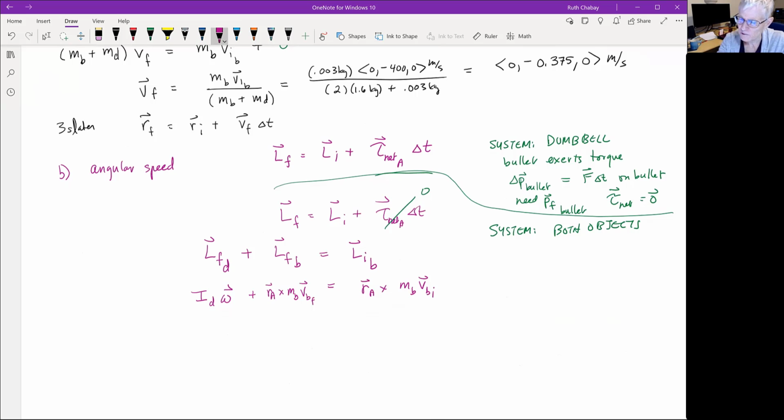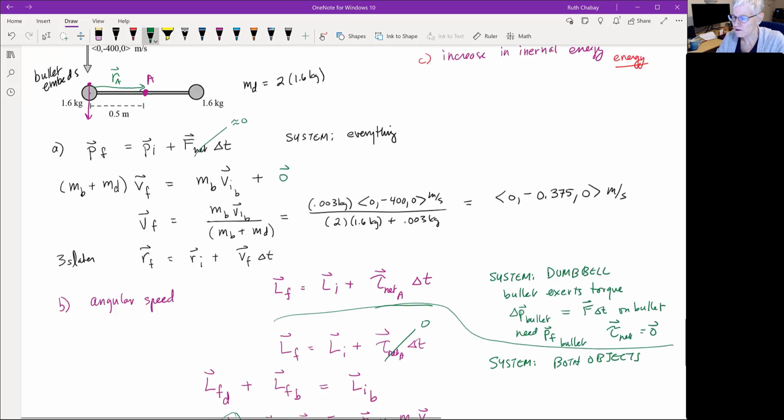And the thing we're trying to find here is this omega final. We know all this stuff, that's fine. We can calculate the moment of inertia of the dumbbell. We know R sub A, which hasn't changed. We know the mass of the bullet, but we've got this other unknown, and that's a problem. So we're going to have to express this quantity in terms of omega final so that we can have only one unknown here.